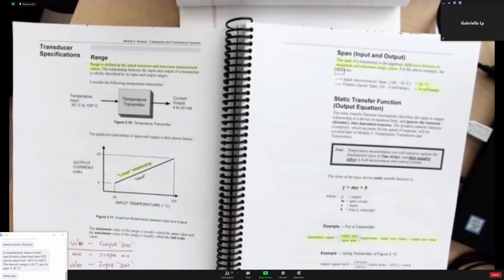Yeah, those definitions are sometimes slightly different, especially when they're talking about range. I think when you're talking about daily use, the range and the span are almost the same thing. But in here, they define the range as a minimum and the maximum value. The span is the difference between.